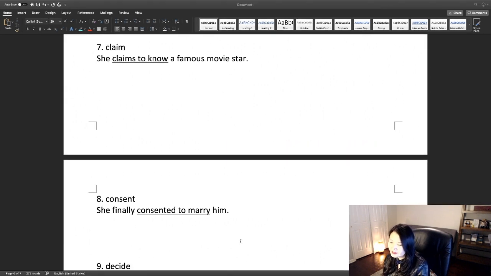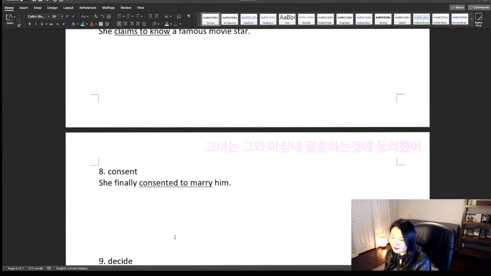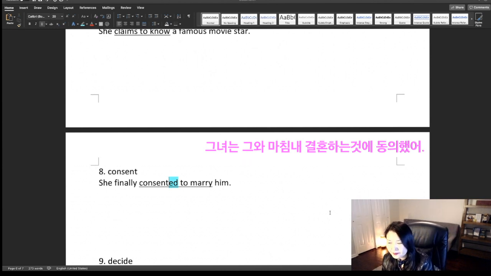All right, next one, consent. Consent means you agree to something, literally, legally. She finally consented to marry him. So when you look at here, we have consented, so that means this is the past, right? I guess this guy said, hey, can you marry me? Oh, well, I need to think about that. Can you marry me? I'm not ready. Can you marry me? Yes, I marry you. That means that she finally agreed to marry him.